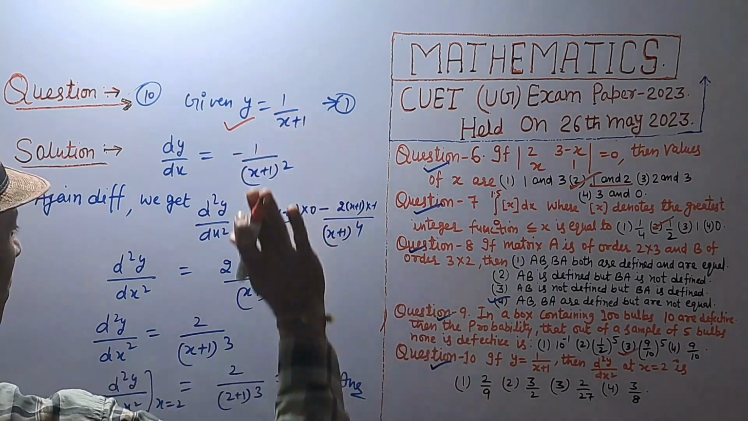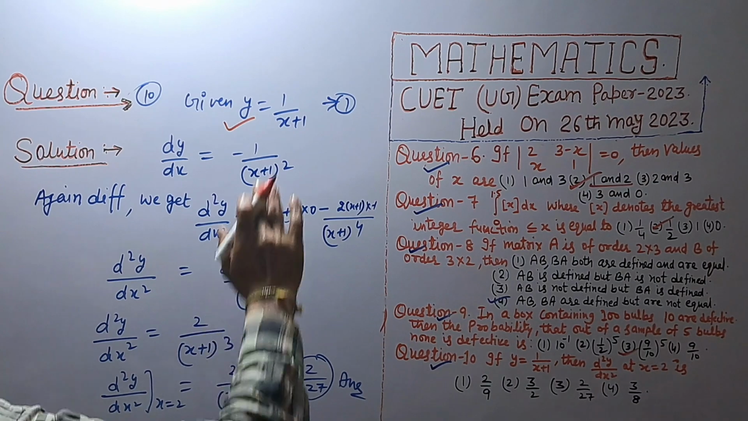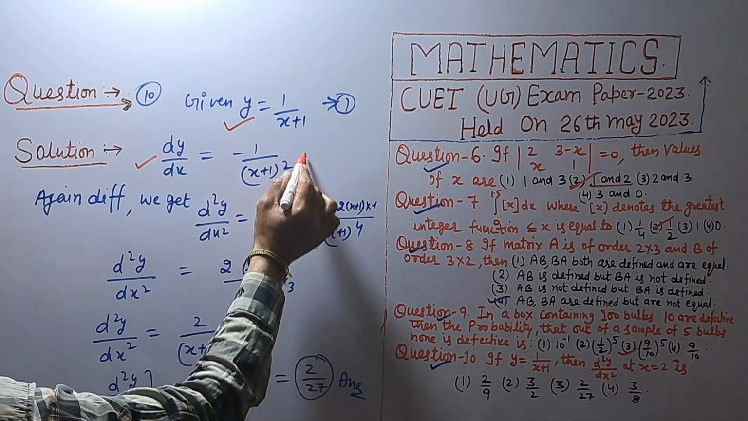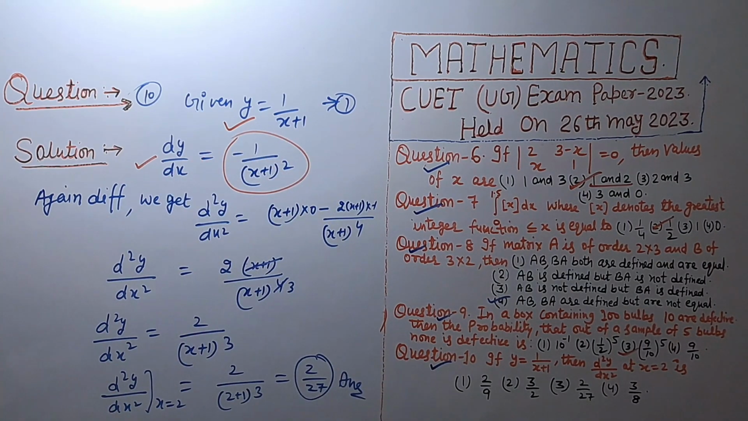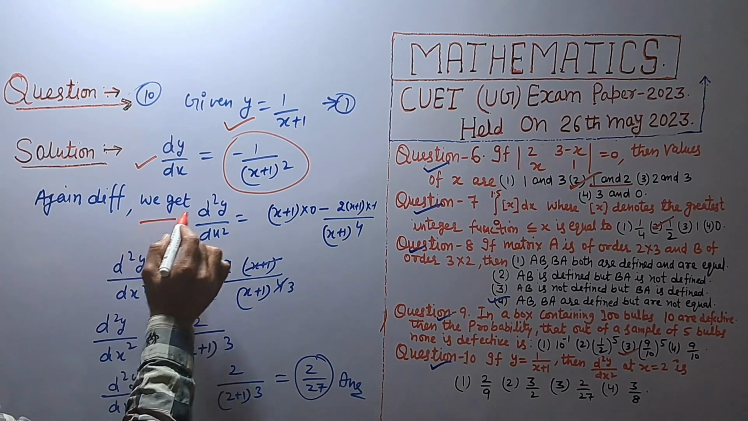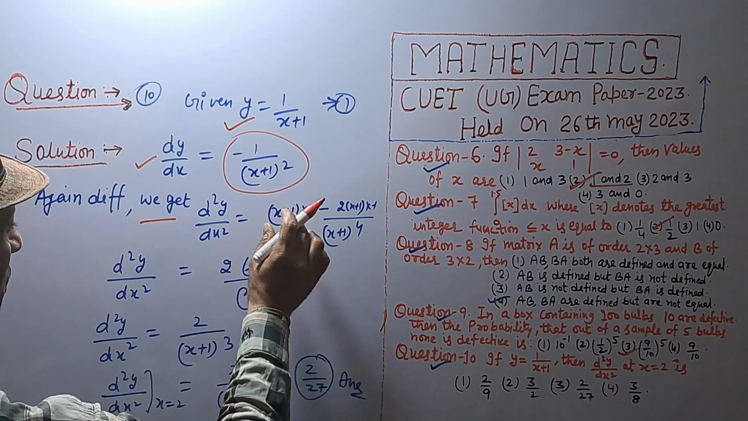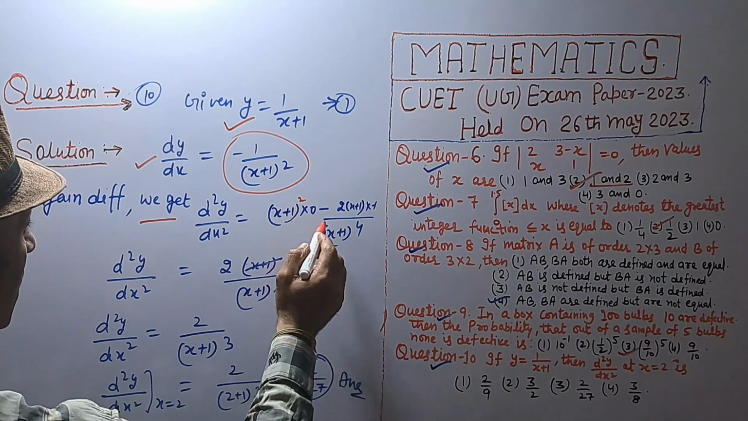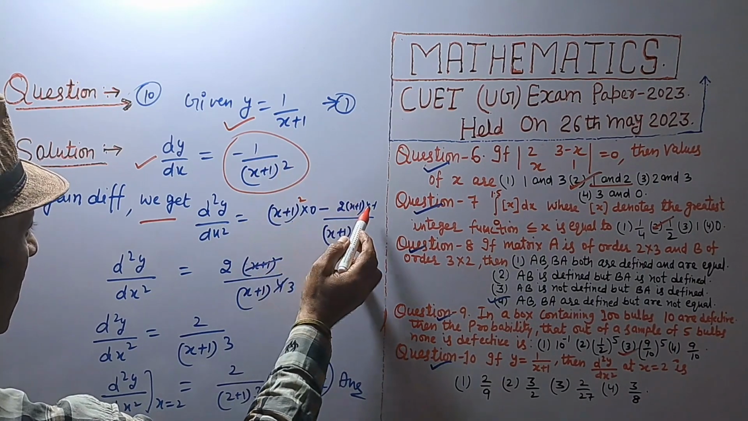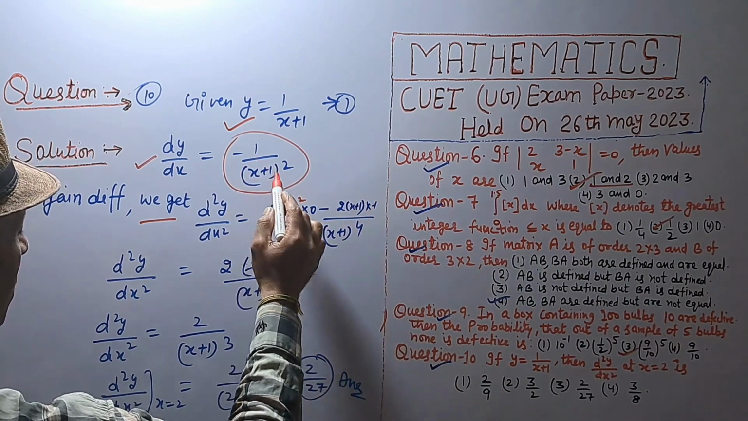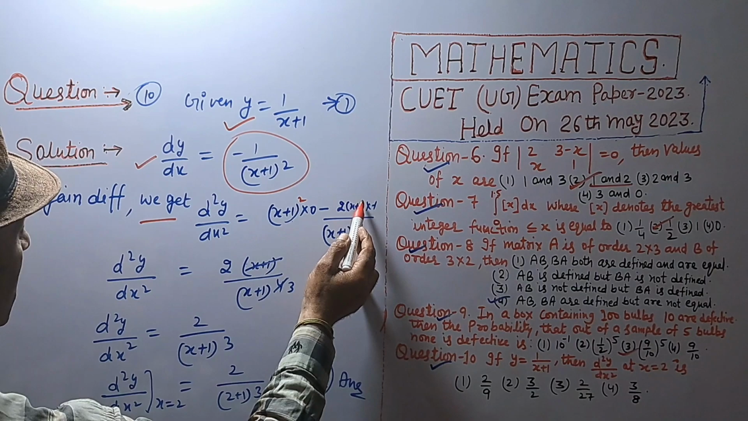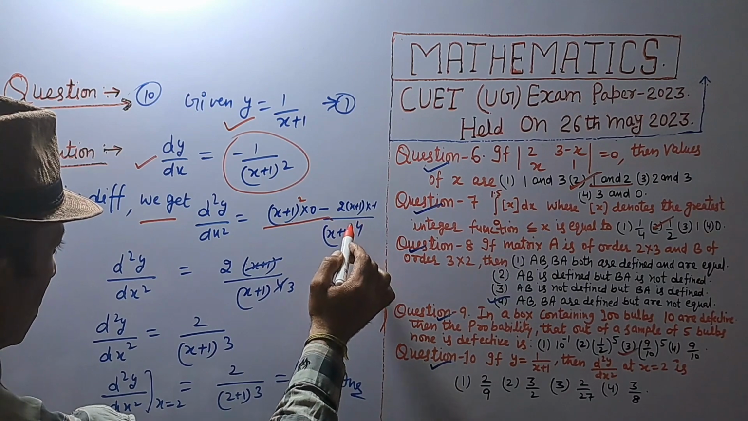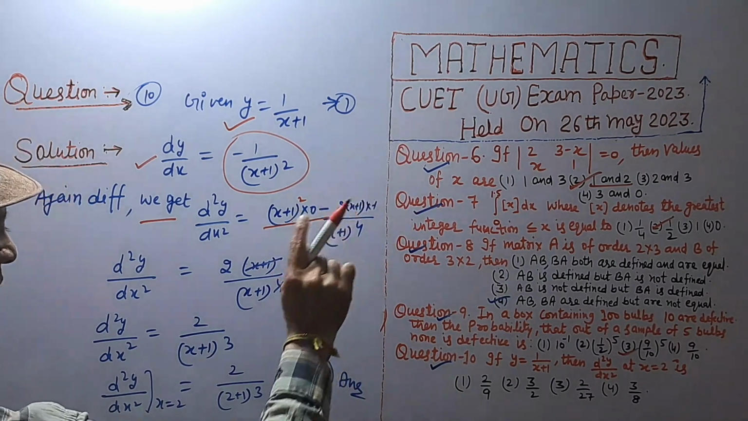Given y is equal to 1 upon x plus 1, its equation number first, and we are differentiating with respect to x, dy upon dx is minus 1 upon x plus 1 raised to power 2. Again differentiating, we get d square y upon dx square, denominator as it is, derivative of numerator, minus numerator as it is, minus 1 as it is, and differentiation of denominator, that is 2 into x plus 1, all divided by x plus 1 square raised to power 2, that is x plus 1 raised to power 4.